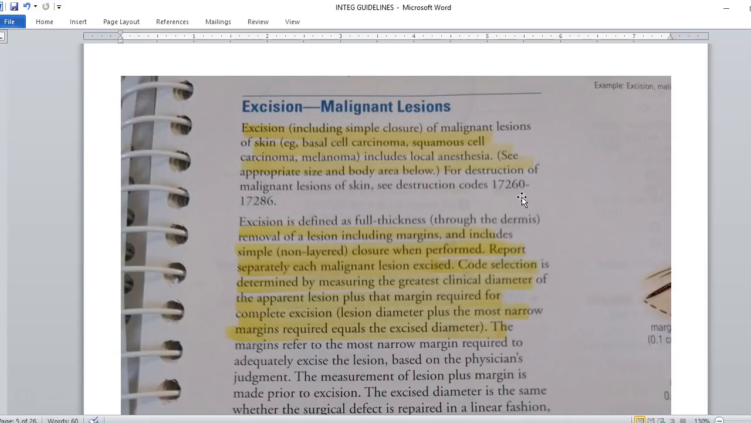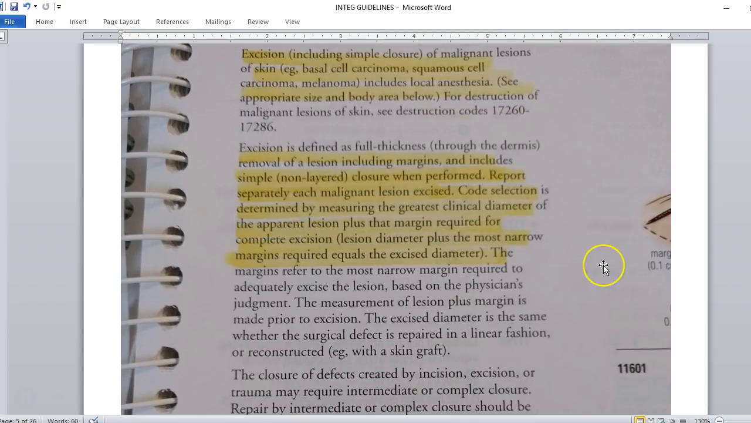So again, they remind us that excision, including simple closure of malignant lesions of skin, again, most common are things like basal cell carcinoma, squamous cell carcinoma, and melanoma, includes local anesthesia, okay? So again, a lot of these are including simple closure, so one layer of sutures, and local anesthesia, injecting underneath or around where we're excising, okay? Again, excision is defined as full thickness through the dermis, removal of a lesion, including margins, and simple non-layered closure when performed. Report separately each malignant lesion excised, and then it reminds us again that we always need to know the greatest clinical diameter plus the margins for the correct code.